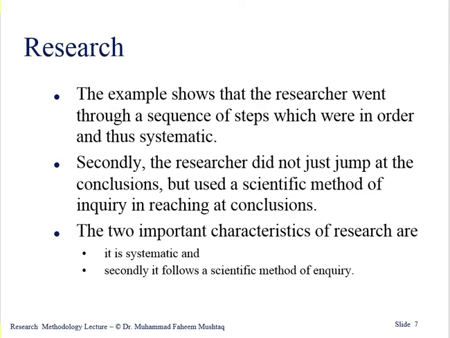Also, in the previous examples, the researcher directly jumped to the conclusion. But in this case, the researcher did not just jump to the conclusion but used a scientific method of inquiry in reaching it. So two important characteristics of research, as we noted here, are, first, it is systematic, and second, it follows a scientific method of inquiry.